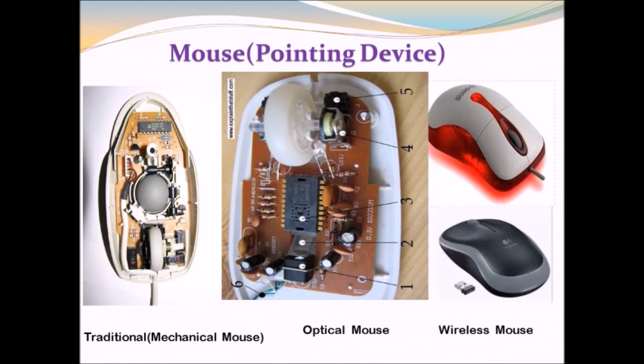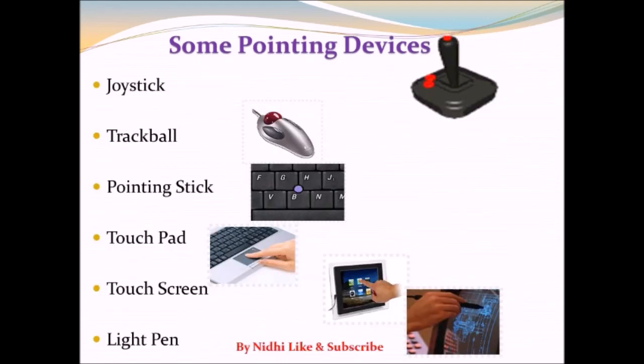Okay, next you can see some other pointing devices. First is the joystick. It is used for playing video games or for monitoring the cockpit or some lever. Next is the trackball. This ball you can see in the image is known as a trackball. Third is the pointing stick. It is available in some keypads as a cursor.